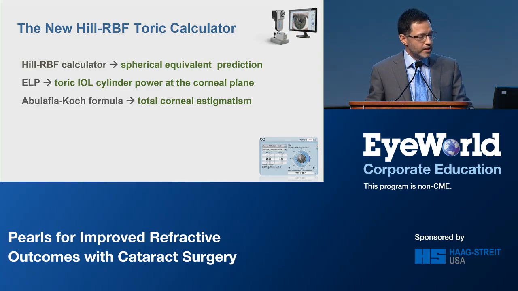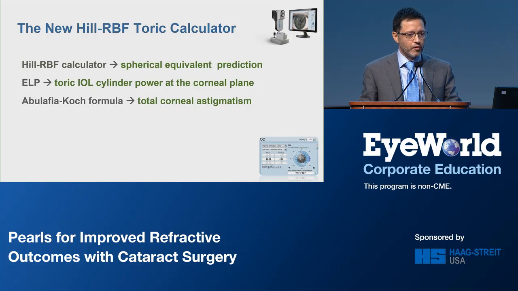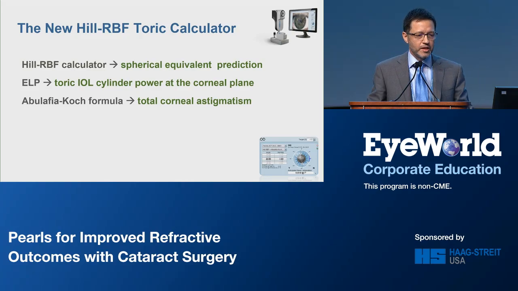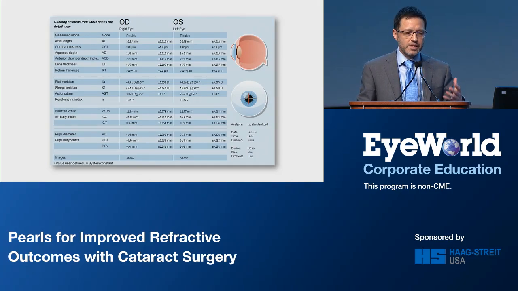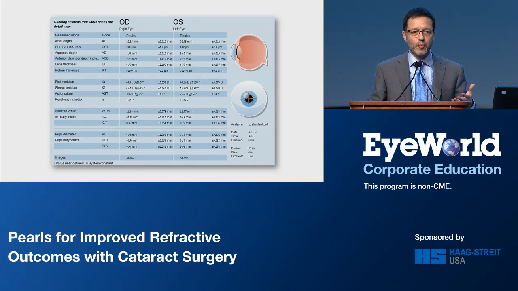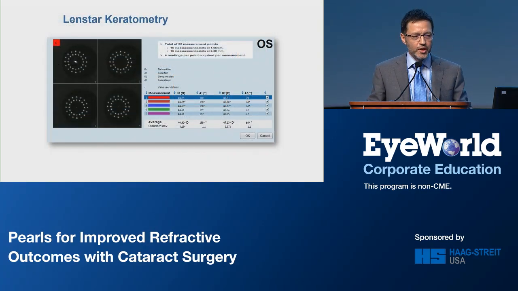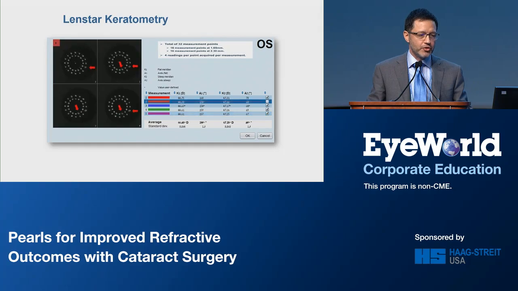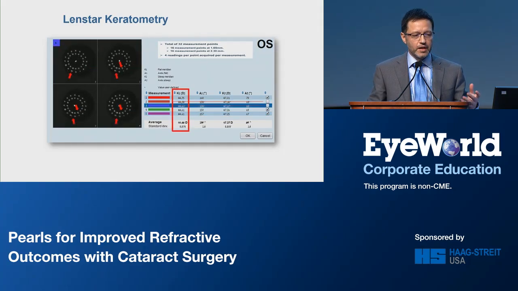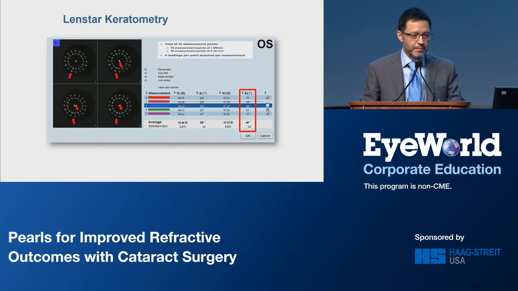And I'm very happy that Haag-Streit and Dr. Hill chose our formula to be on the Lenstar, because this is one of my favorite devices to measure corneal astigmatism. And here I'm going to echo the two previous talks, because the Lenstar is not just a black box where you push buttons and get numbers. You can actually see the measurements, go quickly through them, and delete the ones that you don't like, and you get a new set of Ks with standard deviation both for the flat K and the steep K, and also for the steep meridian, which is very reassuring.